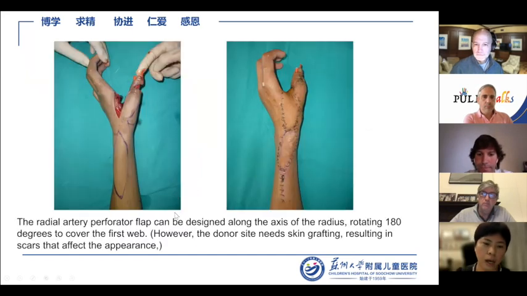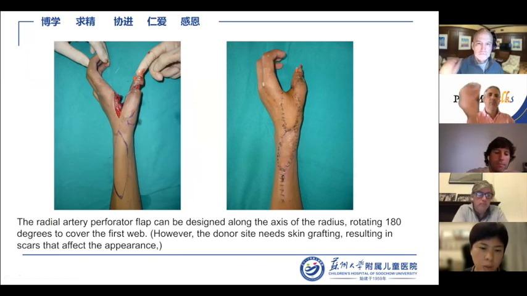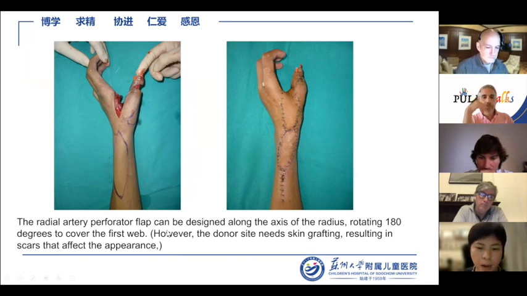And I will introduce two cases. The two cases were done 8 years ago. This is the first case. The radial artery perforator flap can be designed around the axis of the radius, rotating 118 degrees to cover the first web. However, the donor site needs skin grafting, resulting in scars that affect the appearance.